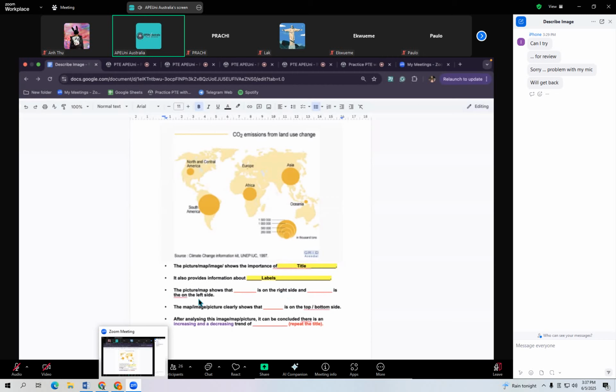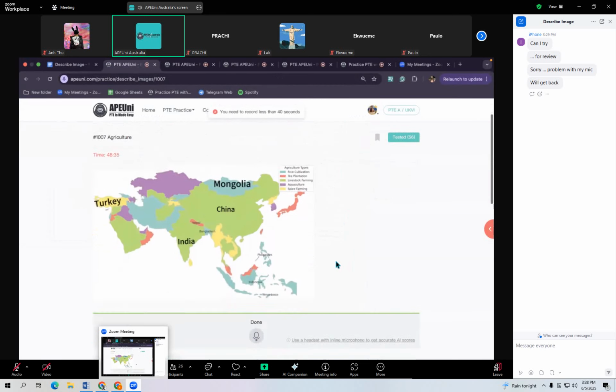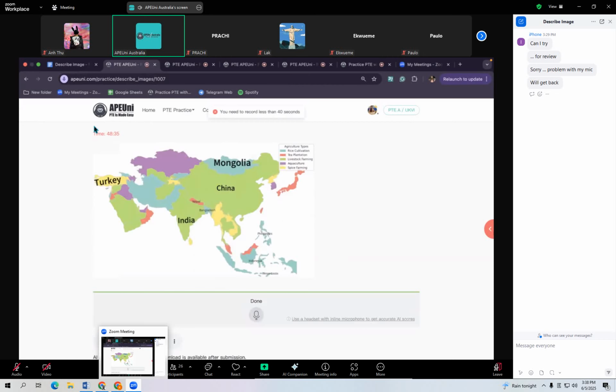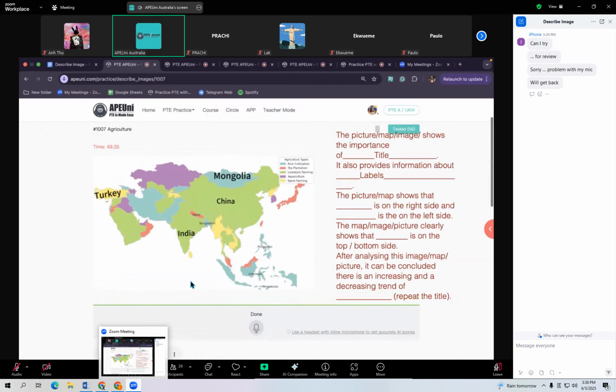You need to mention what's on the top, what's on the bottom, right? So this was what? It was a map, right? So if I put this framework for you guys to see on our question here, this is a map, right? So let's put this here. Let's do this. Let's try this out.